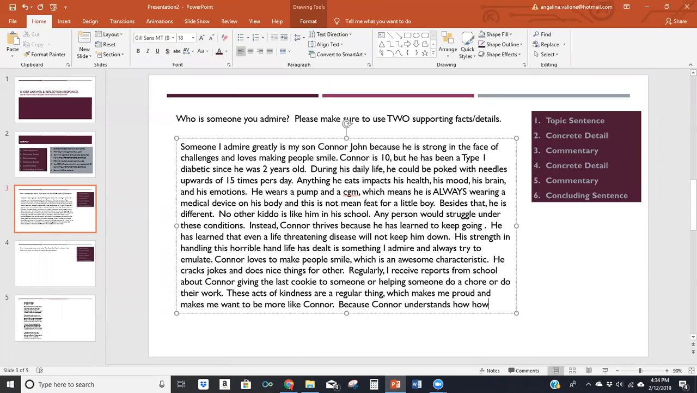Understands how hard life can be. He works hard to make others smile. And that is why he is someone I look up to. So I combined my 2 main ideas, and then I made sure to remind my reader with this, that is why he is someone I look up to. That is someone I admire, so that goes back to my response.